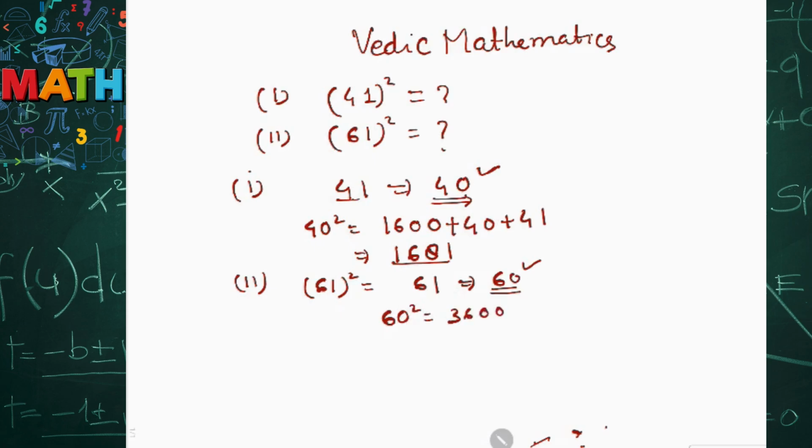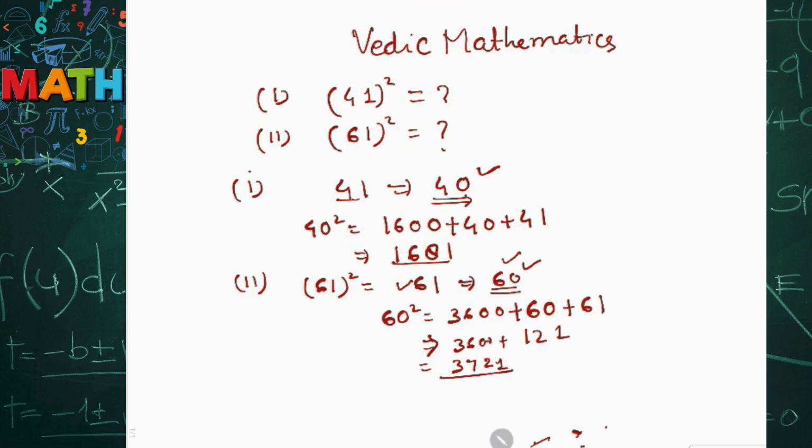3600. Then you add the base number, so the base number is 60, plus you add the original number because we are trying to do the square of 61. So 3600 plus 121 gives 3721. So this is the answer.